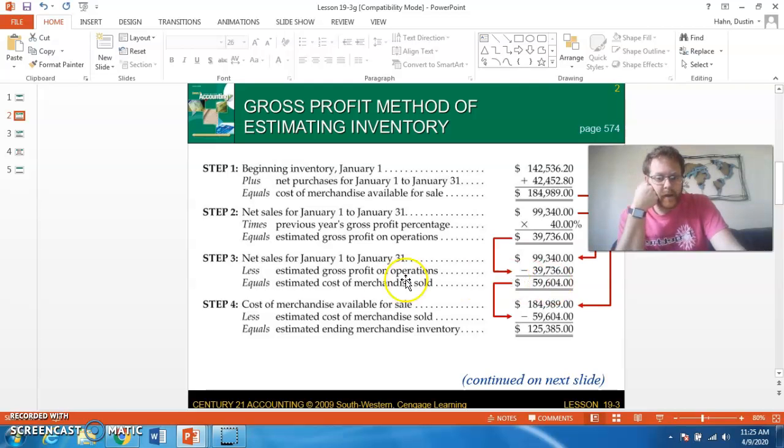Okay. Step 4, cost of merchandise available for sale. That $184,989 right there, minus your $59,604. If you notice, a couple of these numbers you are duplicating, so you truly only need about 4 numbers to find about 8 or 9 numbers. Four of these numbers you already add or subtract. So this 184 you get by adding these 2 numbers. This one you get by multiplication. This one by subtraction. This one by subtraction.